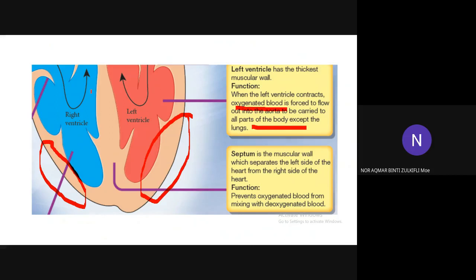And the last one, if you can see here, there is a muscular wall that separates the right ventricle and the left ventricle. This is called the septum. Its function is to prevent oxygenated blood from mixing with deoxygenated blood.